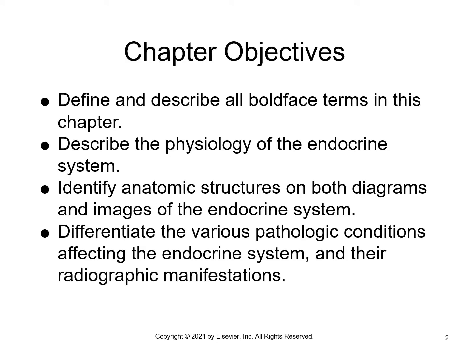So, chapter objectives are to define and describe all bold-faced terms in the chapter, describe the physiology of the endocrine system, identify anatomic structures, and differentiate the various pathologic conditions.